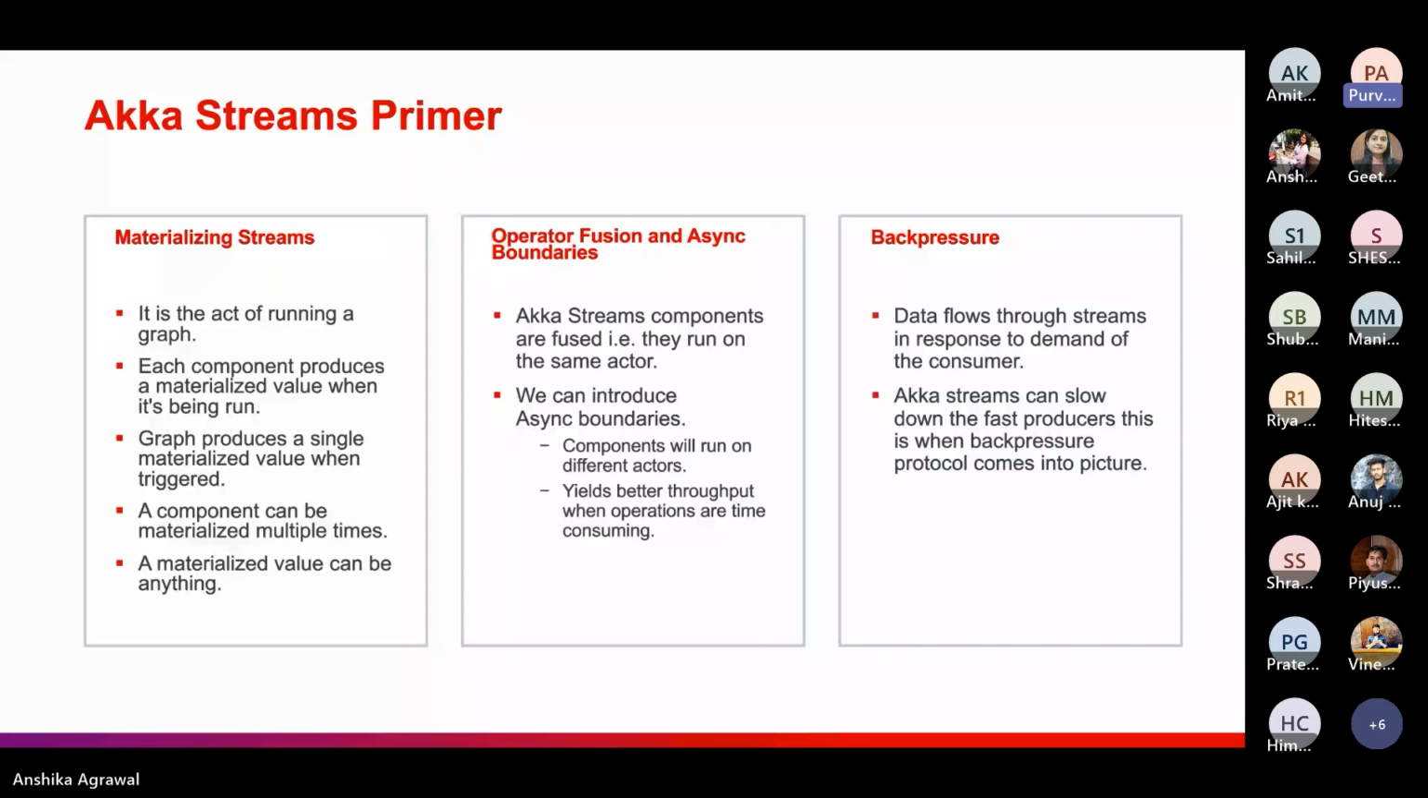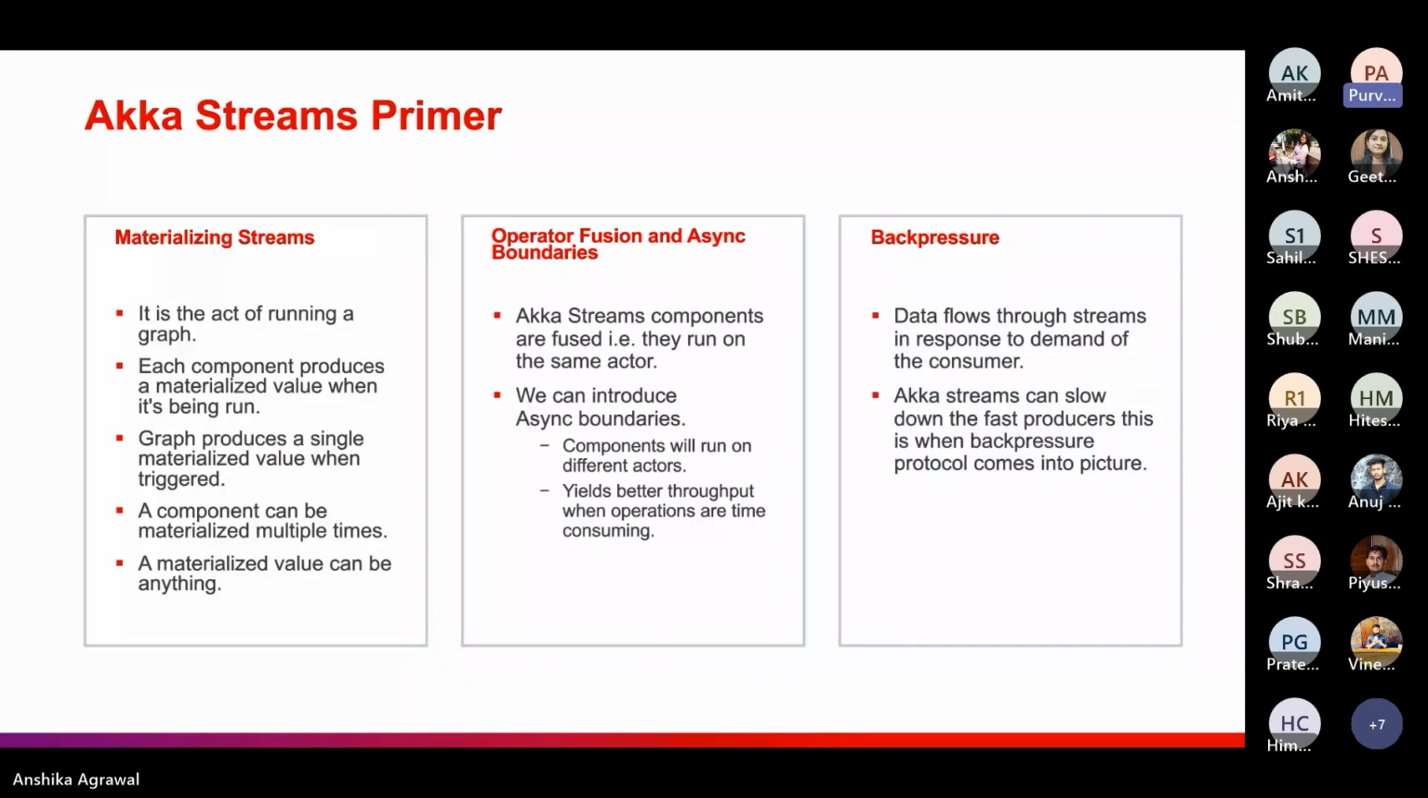So, moving forward, the next point is operator fusion and async boundaries. The Akka stream components are fused. By fused, we mean that they run with the same actor. Akka stream operators are fused together and execute sequentially by default. This avoids the overhead of events crossing asynchronous boundaries, but it limits the flow to execute at most one operator at any given time. So we can introduce async boundaries where components will run on different actors.